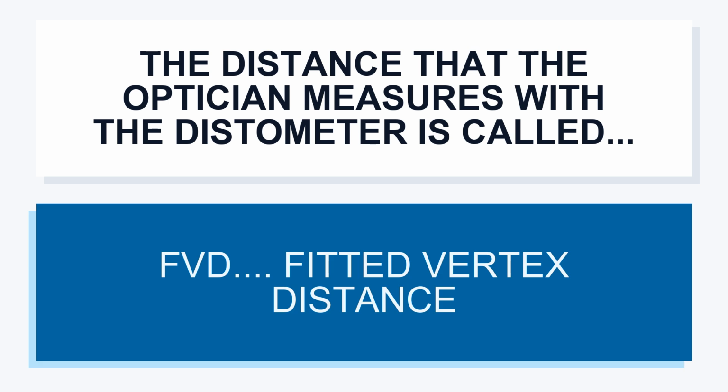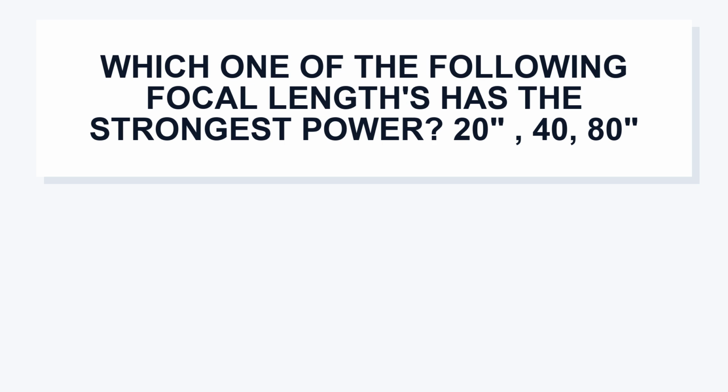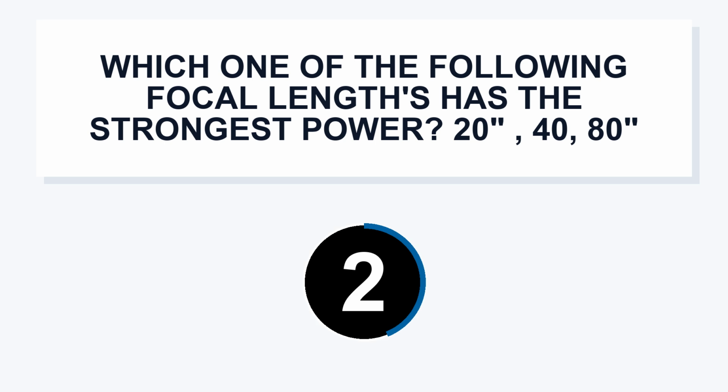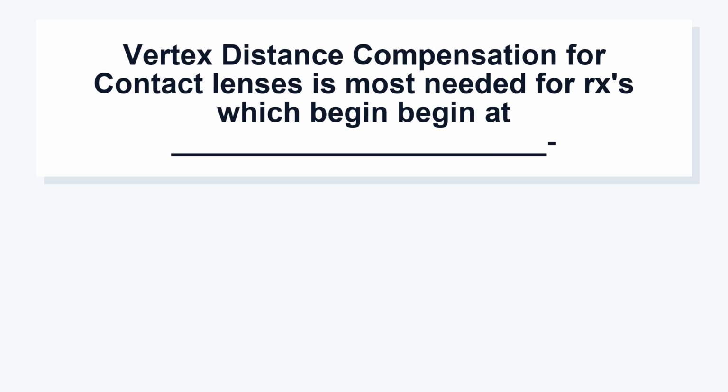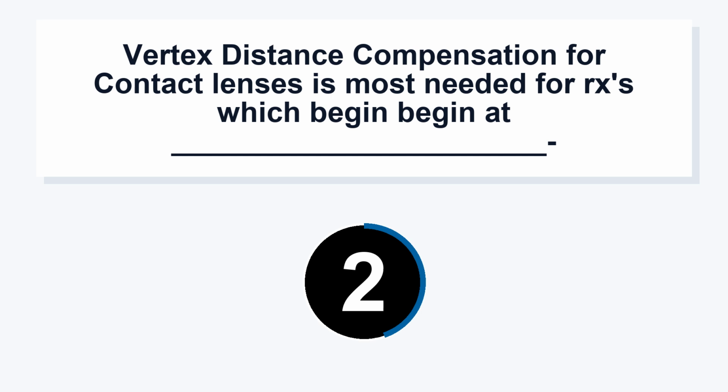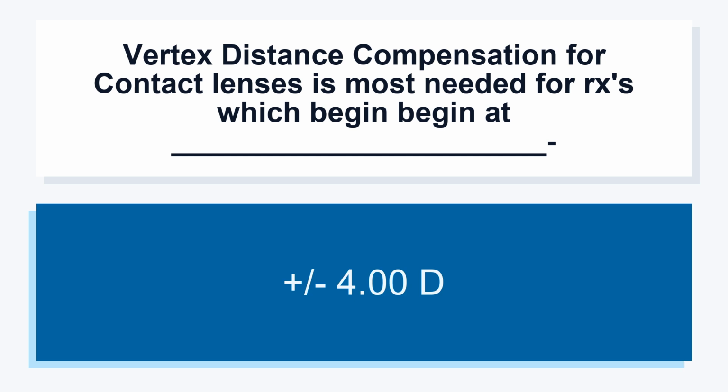Which one of the following focal lengths has the strongest power: 20 inch, 40, 80? 20 inch. Vertex distance compensation for contact lenses is most needed for Rxs which begin at plus or minus 4.00D.